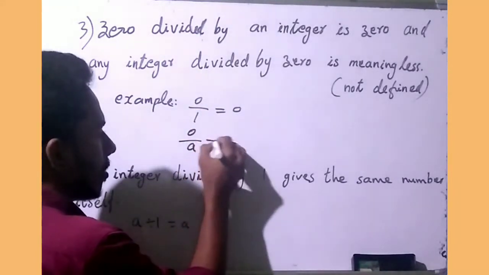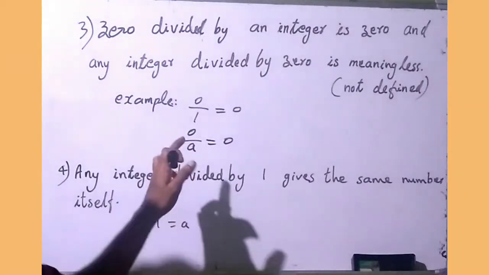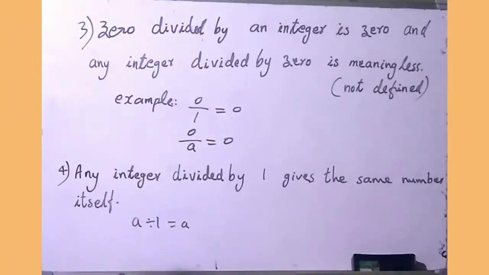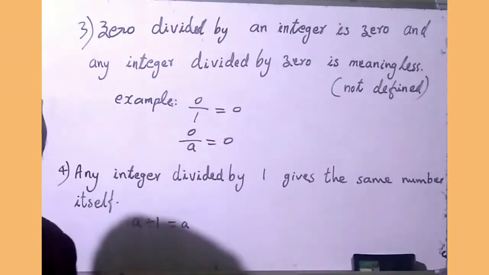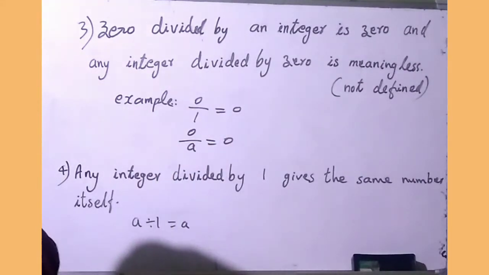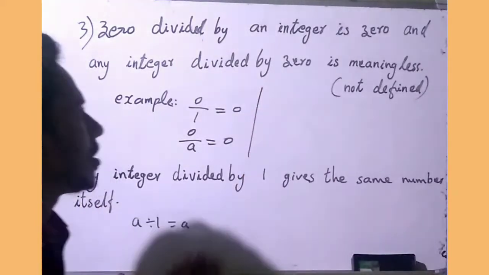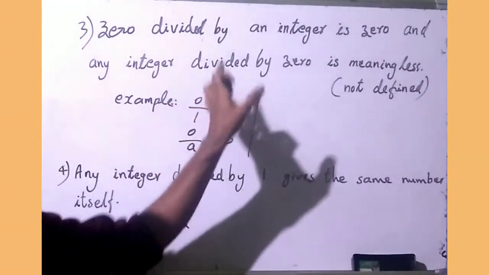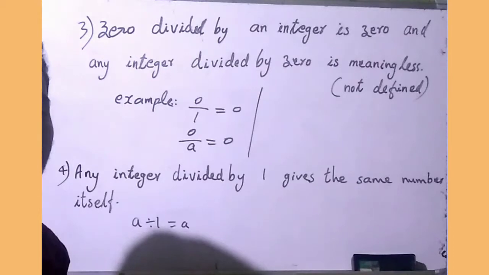0 divided by 8 is equal to 0. 0 divided by 100 is equal to 0. 0 divided by 99 is equal to 0. 0 divided by any integer is equal to 0. That's the property. Then an integer divided by 0 is meaningless.